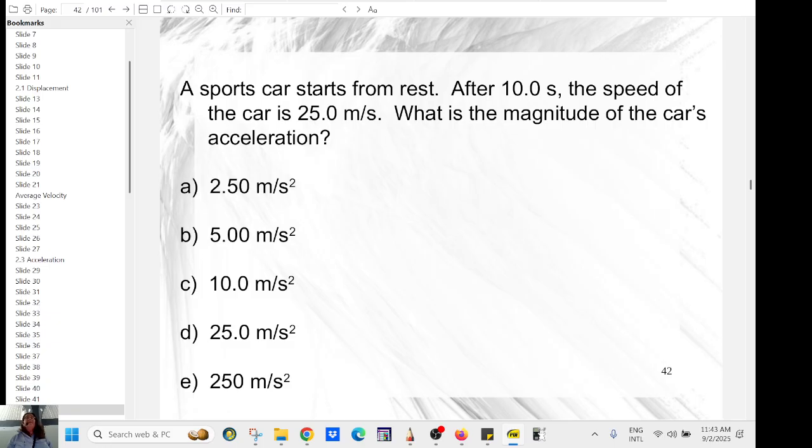So starting from rest means initial velocity is 0. Final velocity is 25. What's going to be the acceleration? So what's the acceleration then? A, B, C, D, or E? A. Very good. A, right? 2.5. So 25 minus 0 divided by 10.